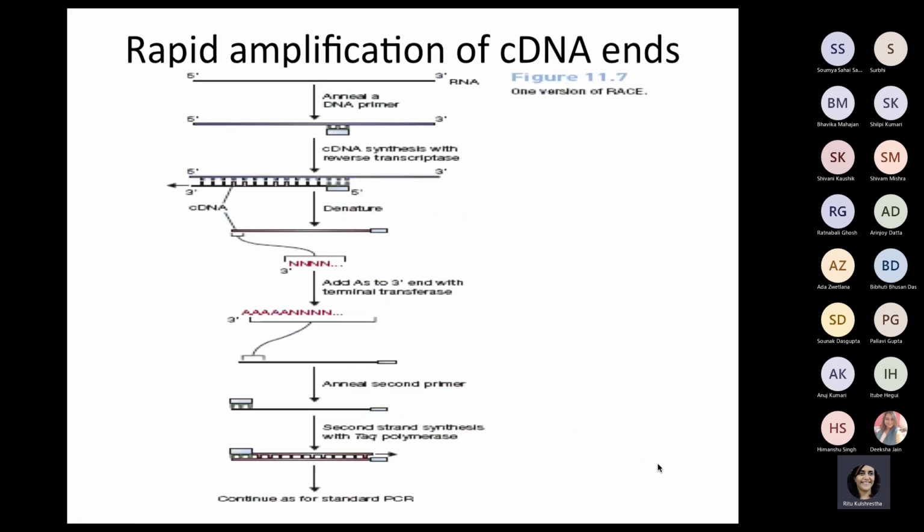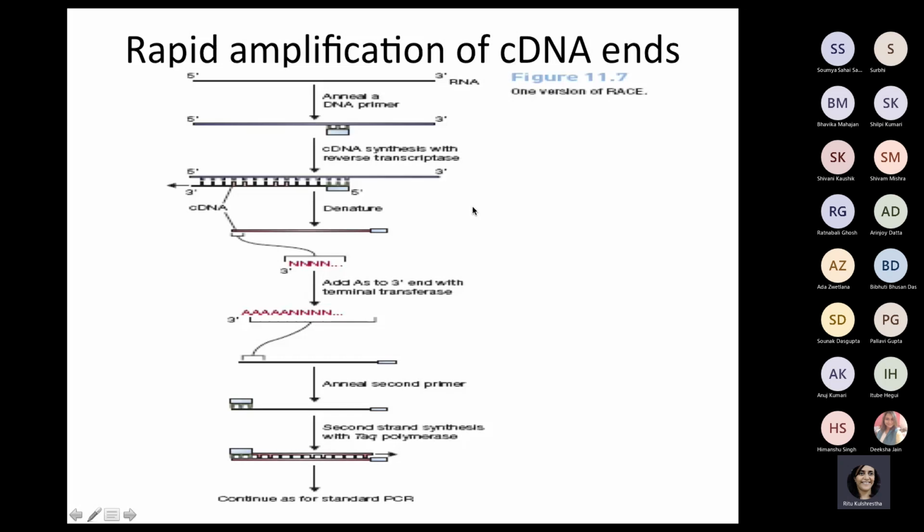Okay, and another method is rapid amplification of cDNA ends. This is the RACE technique. If you want to know the 5' end, then you will say it's a 5' RACE. If you are determining the 3' end, then you will say it's a 3' RACE. That's how the nomenclature of this technique is.